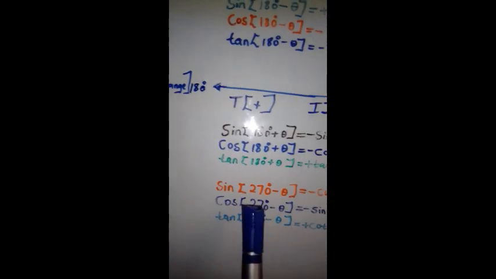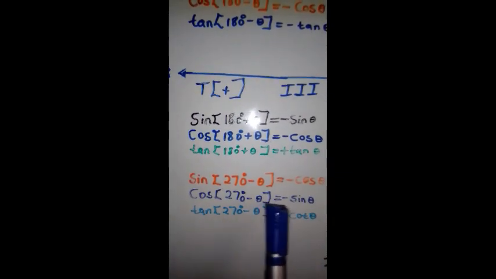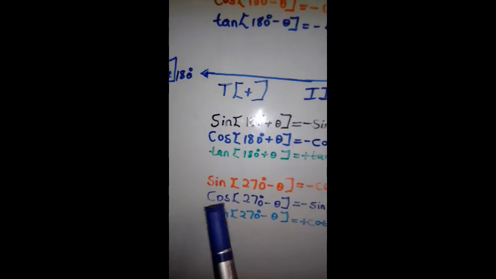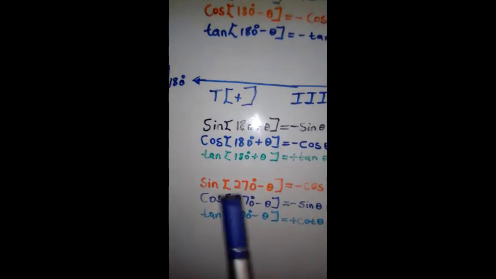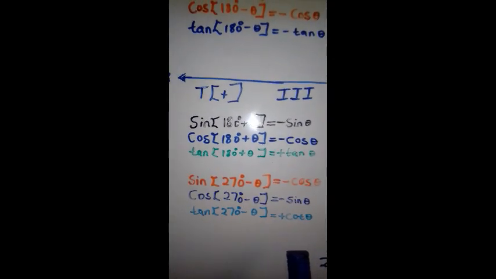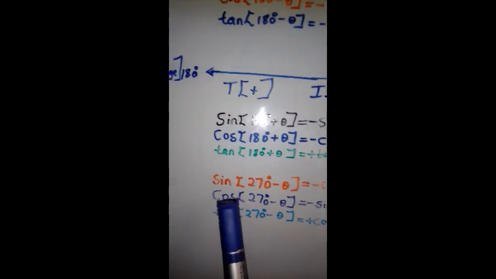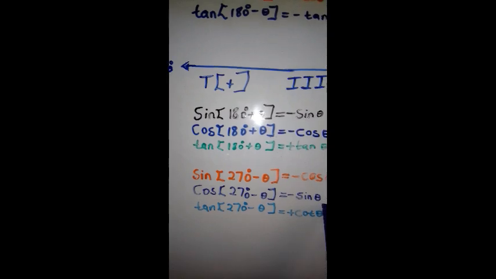Now cos of 270 degrees minus theta is equal to, cos is what? Cos is negative on the third quadrant, so it's going to be negative. 270 means change, so it's going to be negative because it was cos. It's going to be negative sine theta.